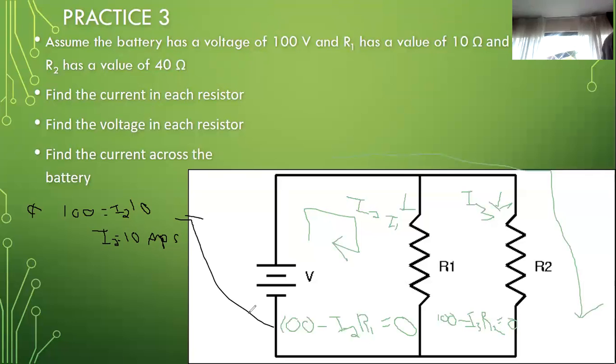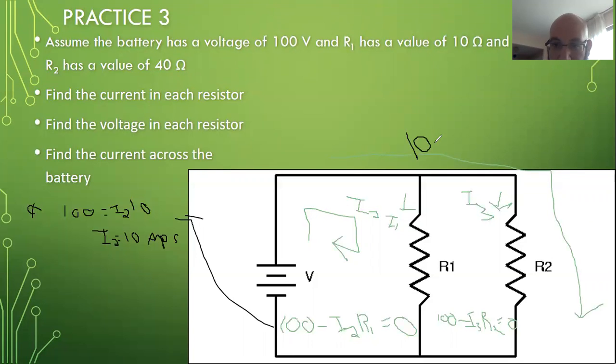All right, I'm going to repeat and do the same exact process for this problem right down here. So now I have 100. Again, I'm going to bring that I3 R to the other side. I'm going to call this I3 times 40, because we know R2 is 40. If I solve for I3, I get 2.5.